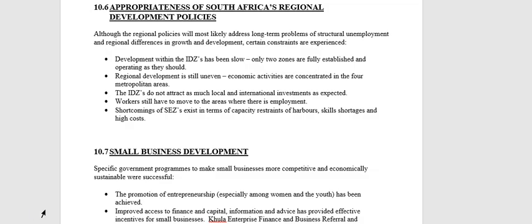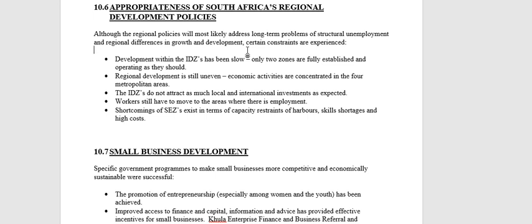All right, so in broad terms, if we just look at our regional development policies, remember regional development policies is basically any policies that are aimed at creating a more equal distribution of economic activities across the different regions of the country. What they want is that it should address long-term problems of structural unemployment, and regional differences in growth and development. So that is the aim.